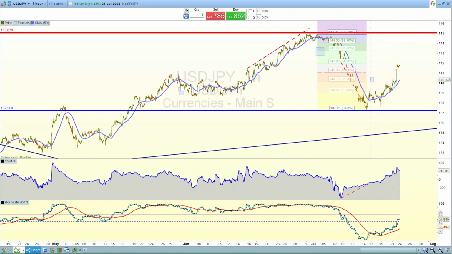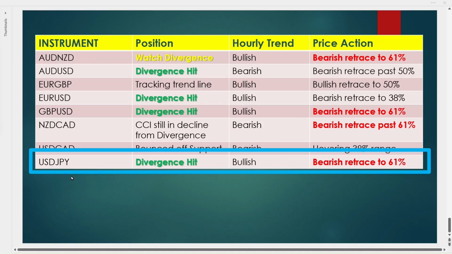We'll keep you up to date, probably on a daily basis most likely, with these changes. We'll identify any further divergence or any divergence hit, especially the Aussie New Zealand. Keep an eye on that.